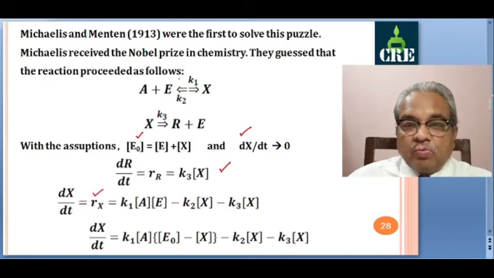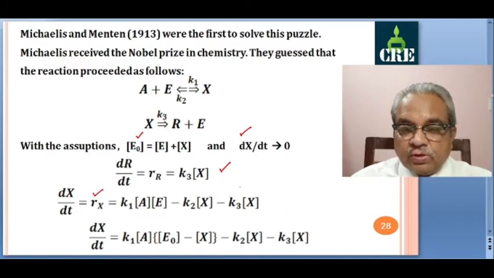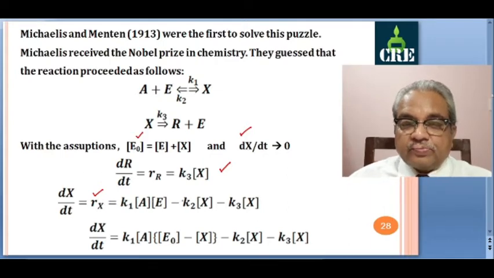Then the rate of formation of X, dX/dt. So X is formed by these forward reactions: K1 concentration of A into concentration of E. It is consumed by this reverse reaction, so K2 into concentration of X, and it is also consumed by this reaction with rate constant K3, so minus sign, again consumption, K3 into X. So we are writing in terms of rate of formation. We use plus sign for formation on this side and minus sign for consumption.